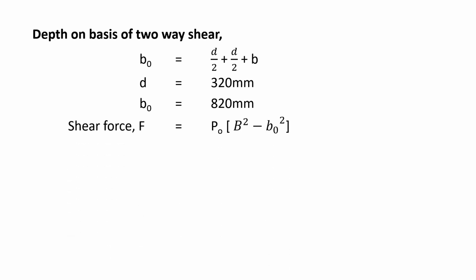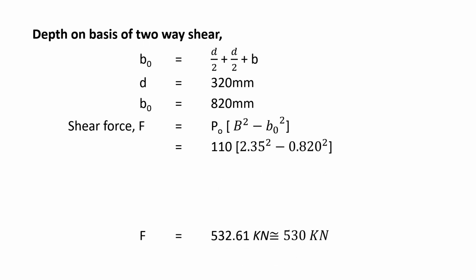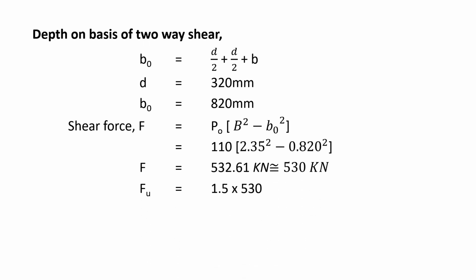And check on the basis of two-way shear. The two-way shear occurs all around the column face, that is d by 2 plus d by 2 plus b. The d value is 320 mm and b naught is 820 mm. And check for shear force: F is equal to P naught into (B square minus b naught square). While substituting the value, we get the shear force F is equal to 530. We want the ultimate shear, so the value is multiplied by 1.5, and we get the ultimate shear, that is 795 kilonewton.